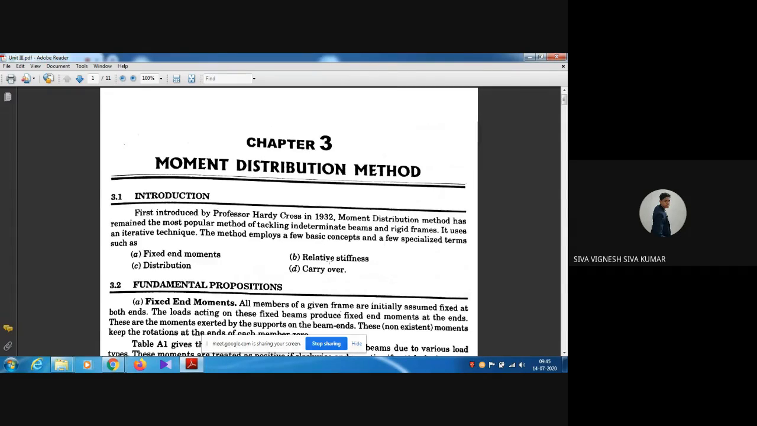சார் உங்க வாய்ஸ் கேட்க மாட்டேங்குதுங்க சார். Sorry guys.